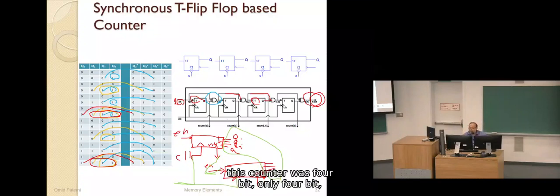This counter was 4-bit, only 4-bit. It was counting from 0 to 15, and then again 0, 1, 2. When we cascaded these two together, we have built an 8-bit counter, from 0 to 255, and then again 0. You can put another component like that, and then you would have a 12-bit counter.